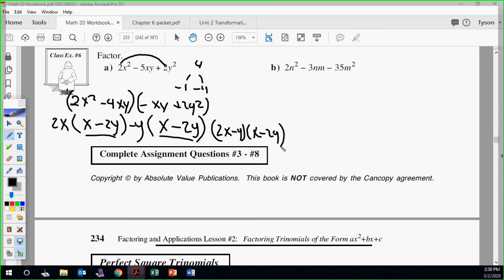Okay, this last one here before we go to the next page. So same thing, no GCF here, so we're just going to go 2 times 35 for -70. Okay, and then we're going to go -10 and 7. That's the breakup. So 2n squared minus 10nm plus 7nm minus 35m squared.